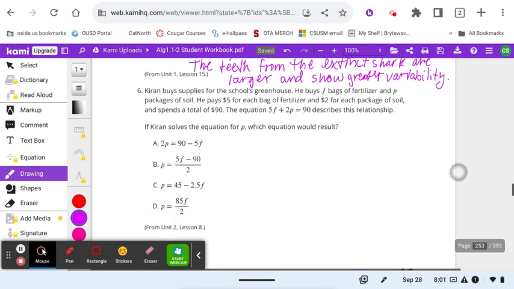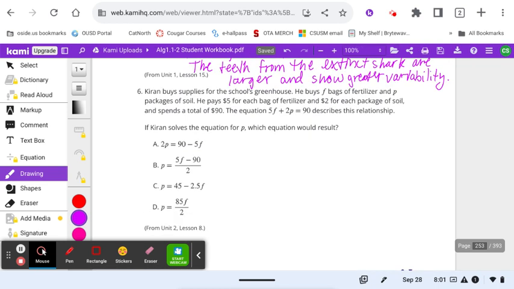All right, Kieran buys supplies for his greenhouse. He buys F bags of fertilizer and P packages of soil. You're going to read this scenario, 5 per fertilizer, 2 per soil, and this equation they gave you. And so if he solved this equation for P, which one would match? Pause the video and test it yourself.